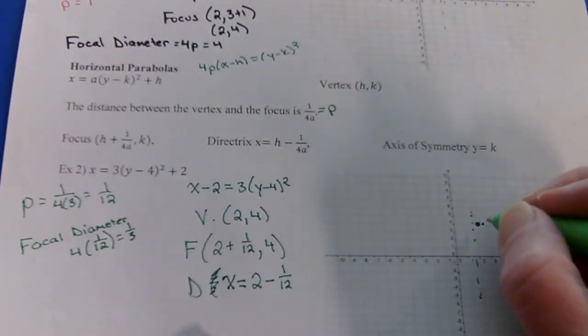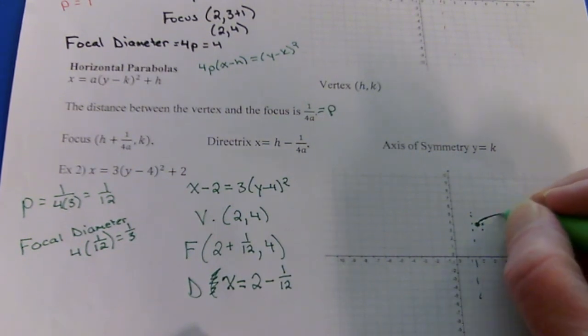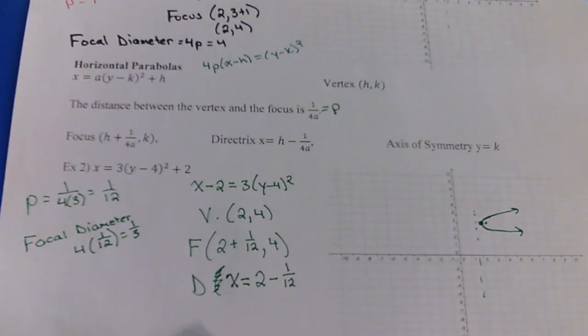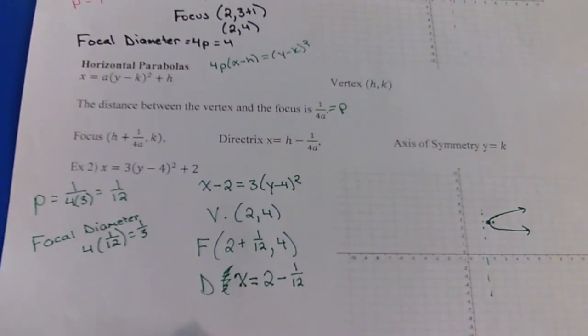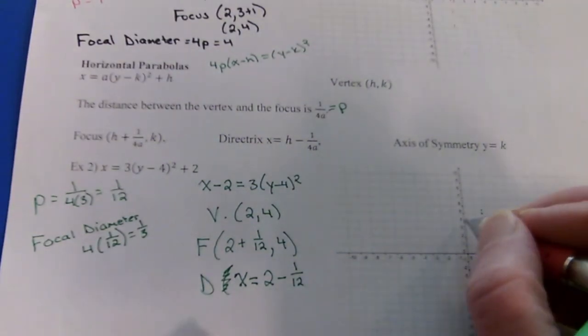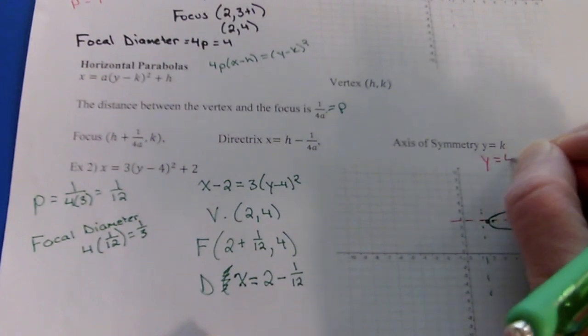From the focus, I'm going up 1/3 and down 1/3. That's really hard. So it's really, really narrow. Now, where's my axis of symmetry when it's sideways? Well, it's going to be a y equals. It's going to be a horizontal line. So my axis of symmetry is y equals 4.